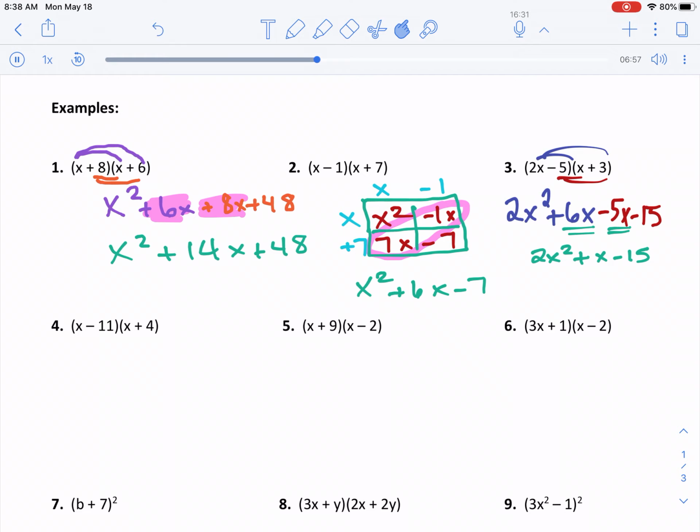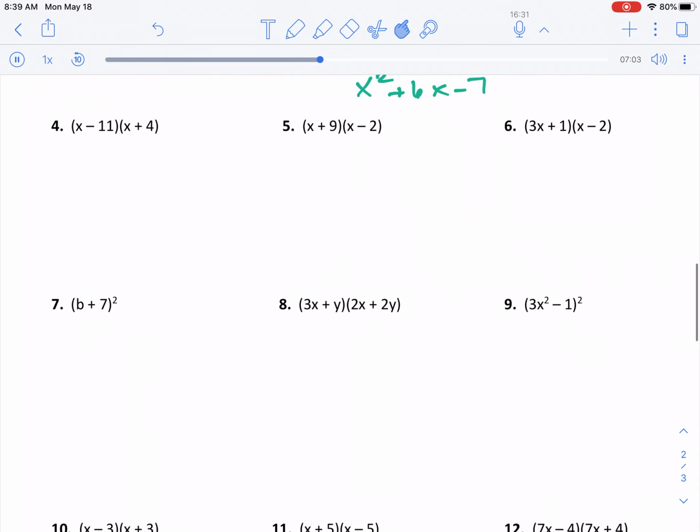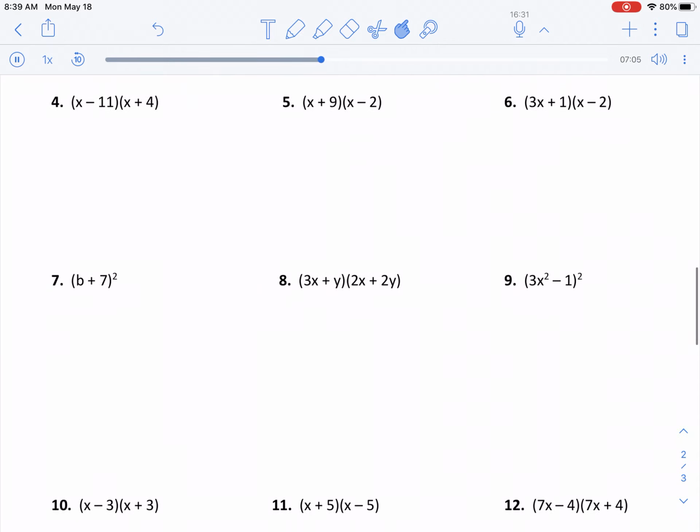All right, so let's keep doing some practice problems here. I'm going to move on to number 4. So let's go ahead and do number 4 together. What's x times x? We get x squared. What's x times 4? We get 4x. And then I also have to distribute in this negative 11. So that's going to be negative 11x minus 44, because 11 times 4 is 44.